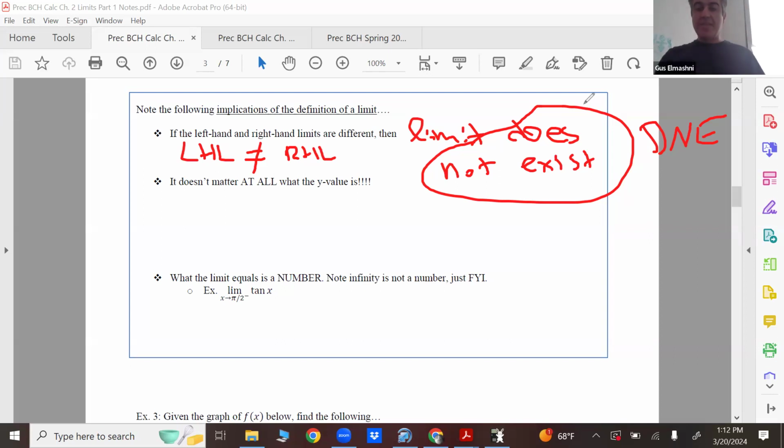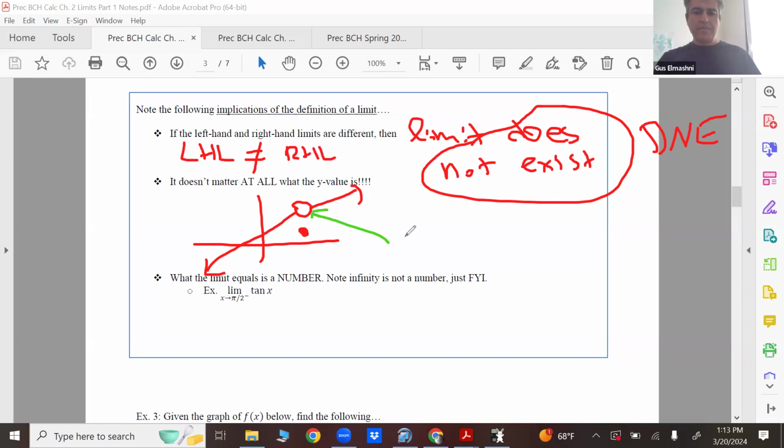So the limit will not exist if the left and right hand limits are different. It doesn't matter at all what the y value is, just so you know. So for example, the limit would be that. And then what the limit equals is a number. No, infinity is not a number.